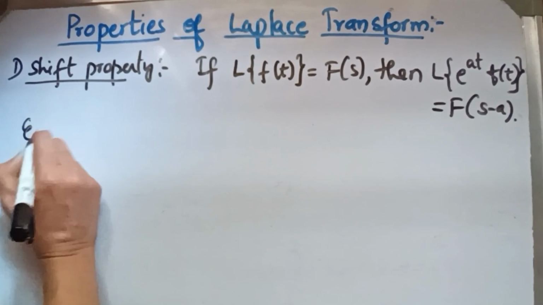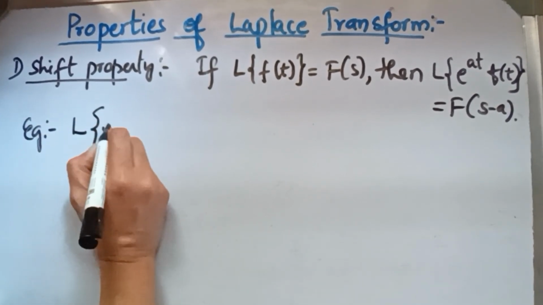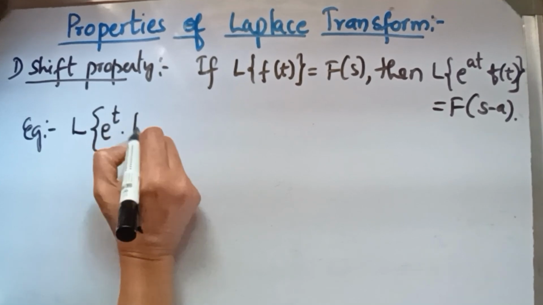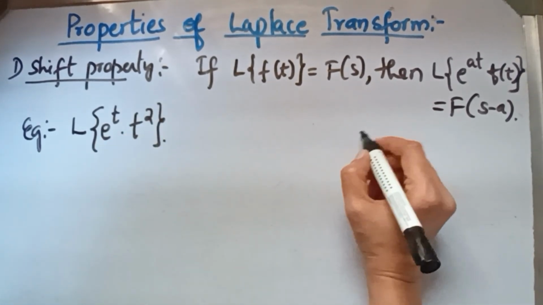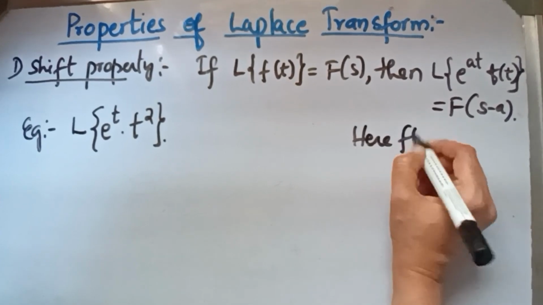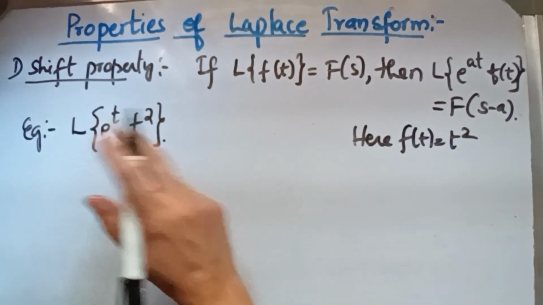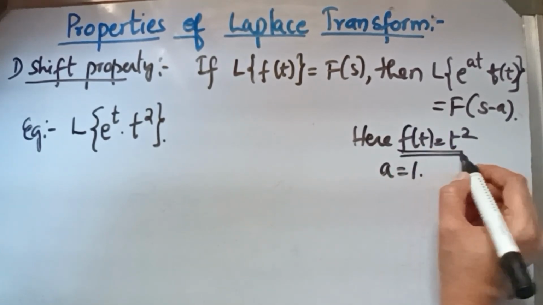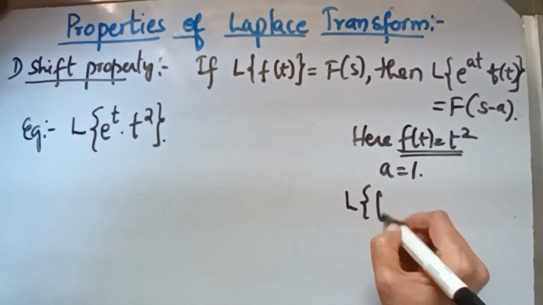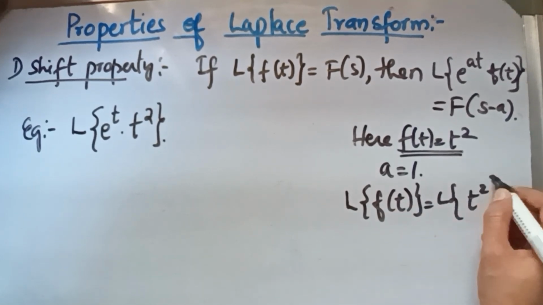Let us take one example. Laplace transform of e to the power t into t square. First, let us find out here f of t equal to t square, correct? And e power at is e power t, a equal to 1 now. First, you have to get the Laplace transform of f of t. What is the Laplace transform of f of t? That is the Laplace transform of t square.